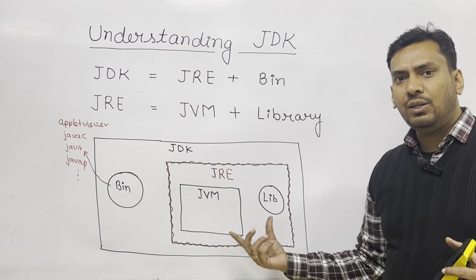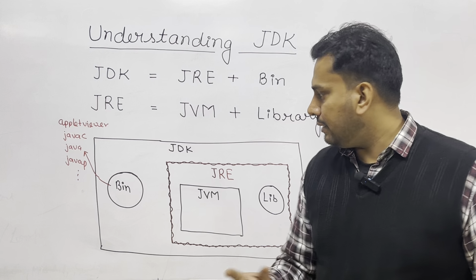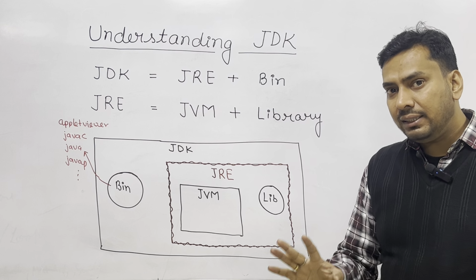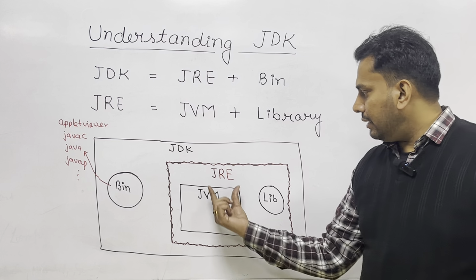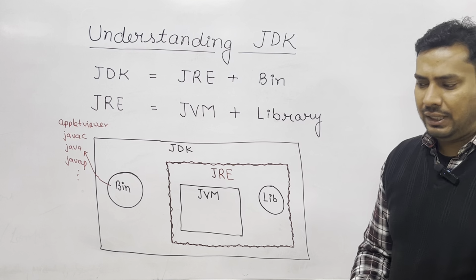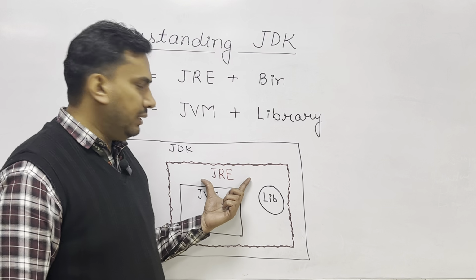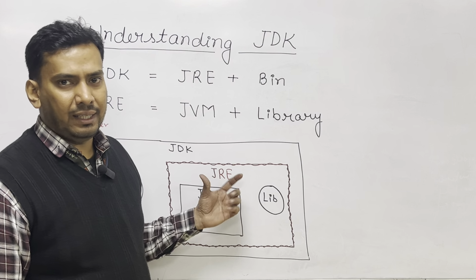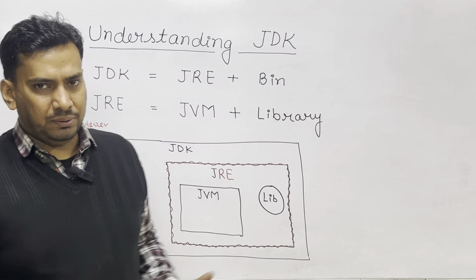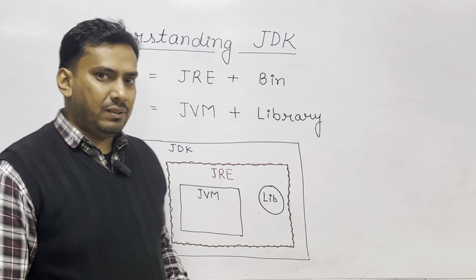This JRE is required to execute only. If you want to compile and run, you will have to install JDK, but if you have to only run the program, you don't want to compile, then the minimum requirement is JRE, right? So when we install the Java plugin, JRE gets installed in your device, and then the applets that are running in your browser will be visible to you. So JRE is the minimum requirement for executing the Java program.